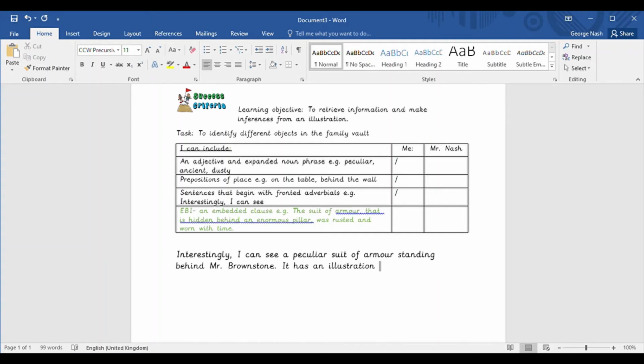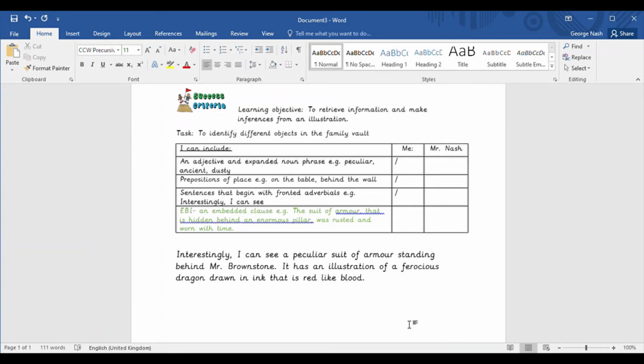It has an illustration of a ferocious dragon drawn in ink that is red like blood. So I've also included a simile there. Let me read it through to make sure it makes sense, because a good writer always checks through their work. It has an illustration of a ferocious dragon drawn in ink that is red like blood. Interesting.